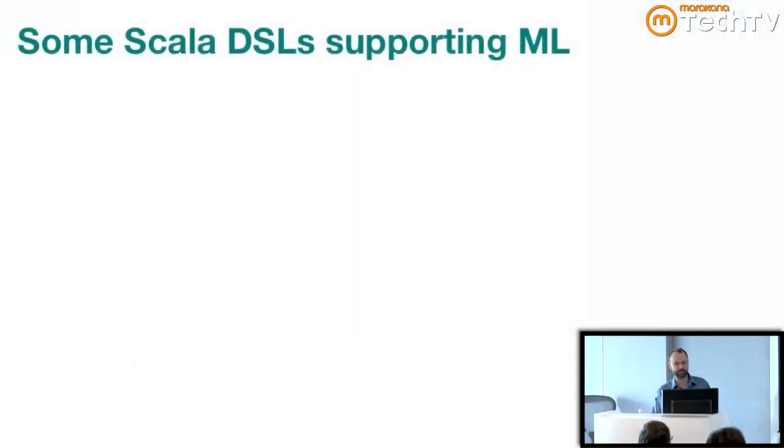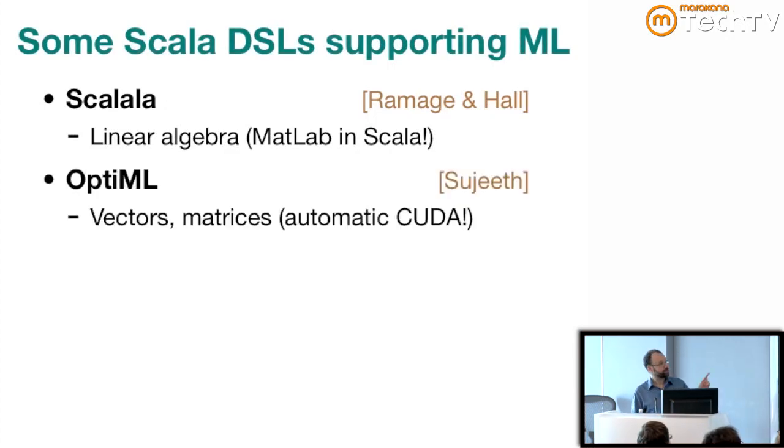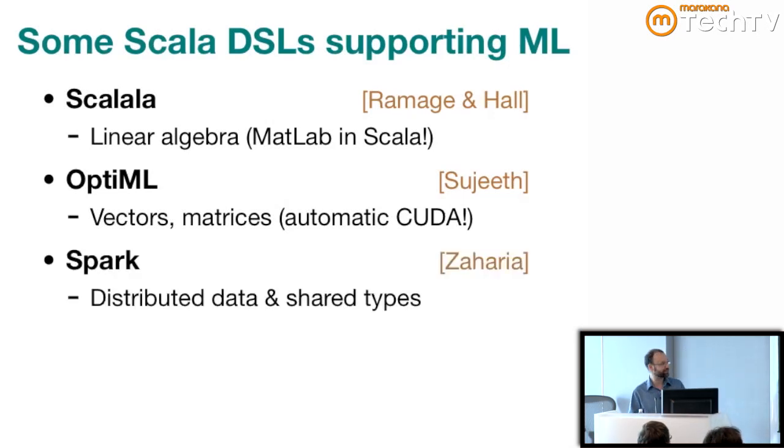So there's been some interest already in the Scala community in supporting machine learning in various ways. There's a very nice package called ScalaLA, where the LA stands for linear algebra, that essentially provides MATLAB-like functionality in Scala. Very nice. This is out of Stanford. OptiML provides data structures for vectors and matrices and does amazing things by automatically producing code for your GPU, not just the CPU, to make things incredibly fast.